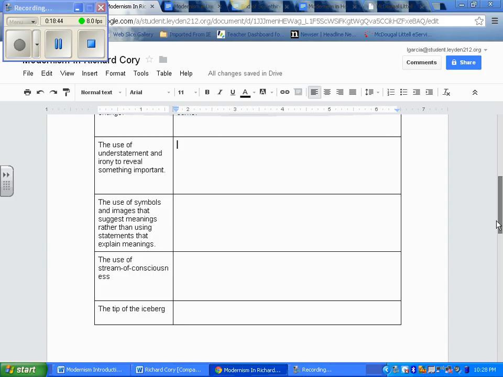Okay, so just some notes to keep you going. Moving on, the use of understatement and irony to reveal something important. So let's start with the easy one, irony. Irony is when the opposite of what you expect to happen is what actually happens. So obviously the ending here is very ironic. We did not expect someone in Richard Cory's position to actually kill himself.